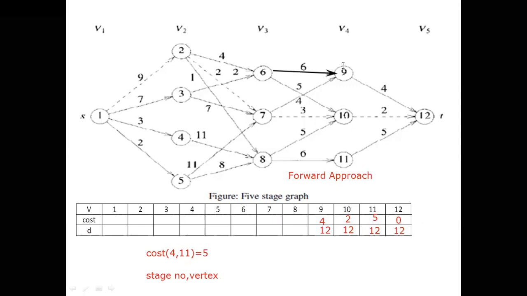Stage number 4 is over. Next we are going to stage number 3. See here, stage number 3. I will change here. 5, it is wrong. Everything here is wrong. Now I have to go with stage number 3. First I will write 3 comma, which is the first vertex.